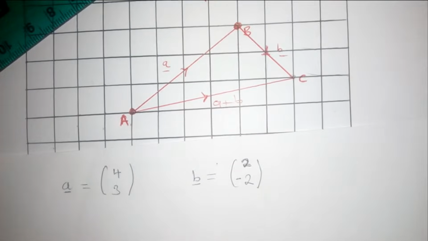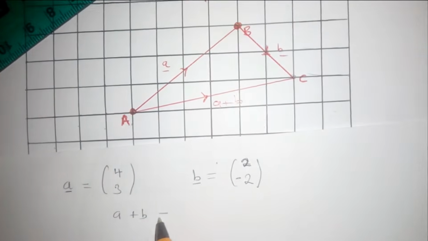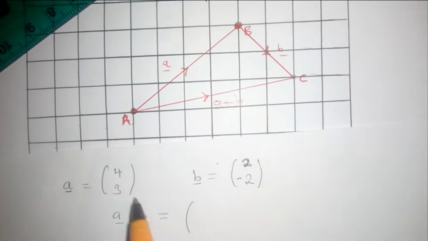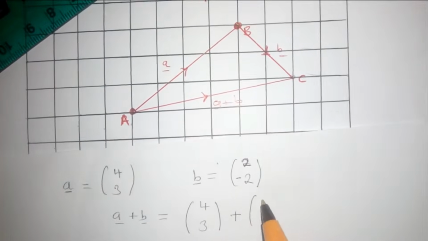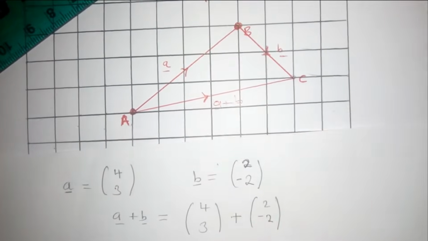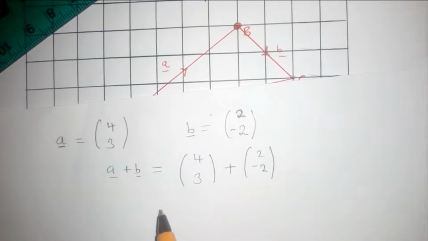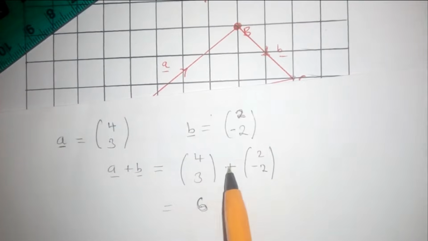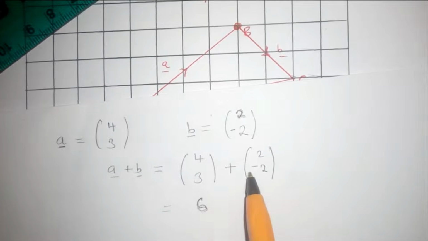We need to prove, in short, if it will give us this. So we'll say A plus B. What is vector A plus B? What is our A? 4, 3 here, plus this one is 2, negative 2 down here. When you add them, it will be 4 plus 2, which is equal to 6. And 3 plus negative 2, which is equal to 1.